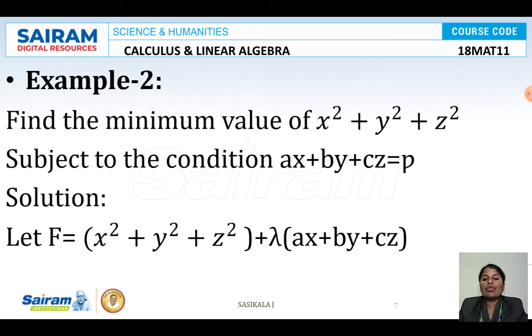Now we'll go for one more similar problem. Find the minimum value of x squared plus y squared plus z squared subject to the condition ax plus by plus cz equal to p.